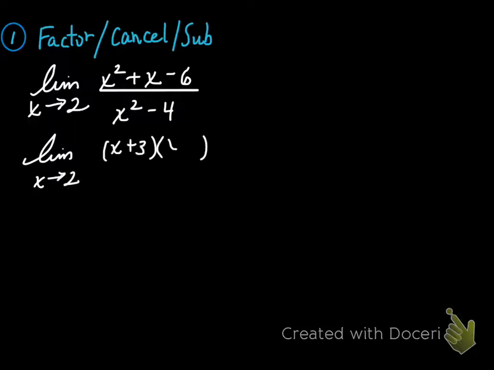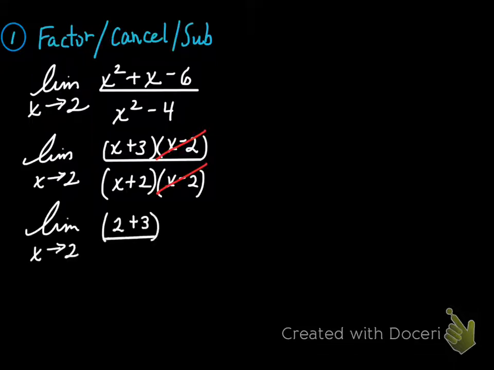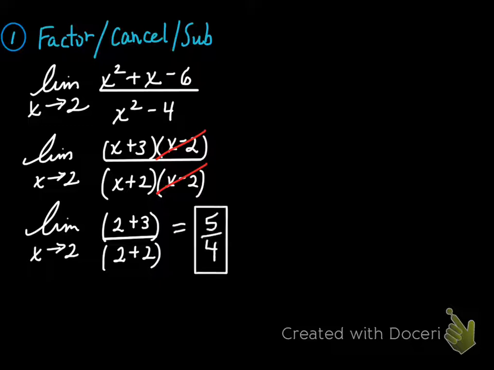And the solution, of course, is to factor both the top, so x squared plus x minus 6 factors into x plus 3 times x minus 2, and the bottom into conjugates. It's a difference of 2 perfect square binomials, which factors into x plus 2 times x minus 2. Now you see the x minus 2s are history, and that leaves us with evaluating what is remaining. Wherever I see an x, I plug in the limiting value of 2, and I get the answer of 5/4.